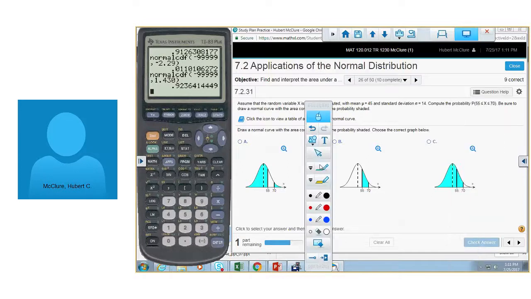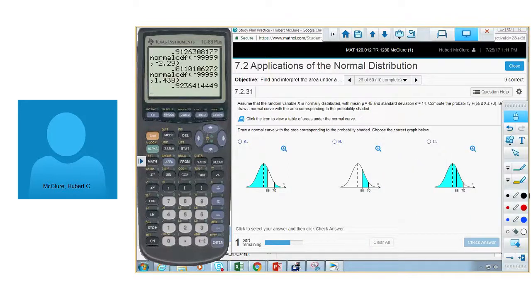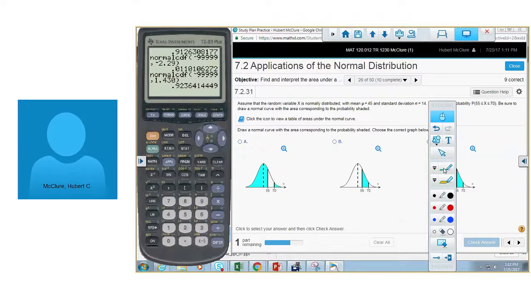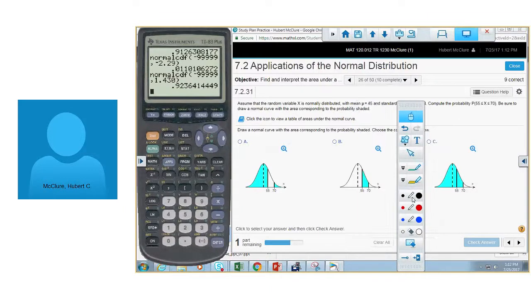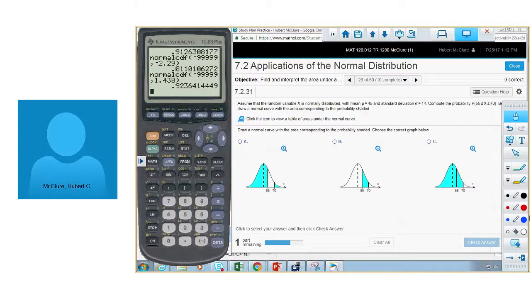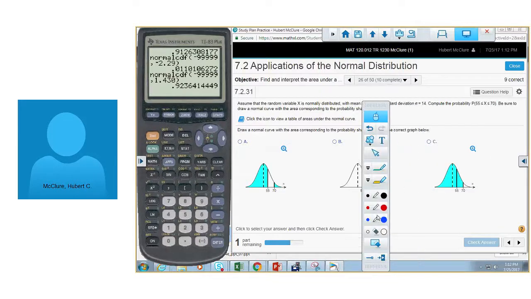Assume that the random variable x is normally distributed with a mean of 45 and a standard deviation of 14. Boom, at that point you need to draw a picture. Don't need to read anything, you just need to draw a picture, or bring in your handy dandy cutout picture. Compute the probability of x being between 55 and 70.